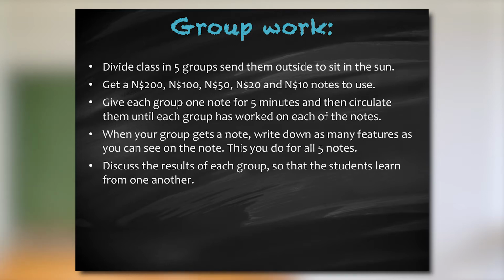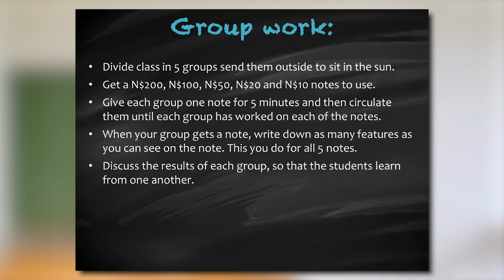Then you give each group just five minutes to look at one specific note, and you circulate the notes between the different groups after five minutes, until all five groups have had all five notes. During those five minutes, they must look for as many characteristics of that note as they can see.